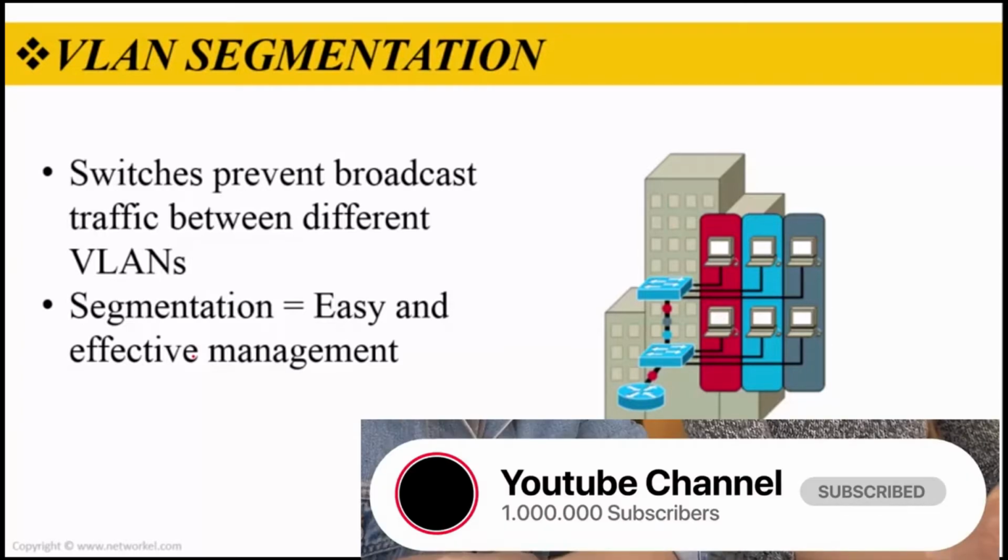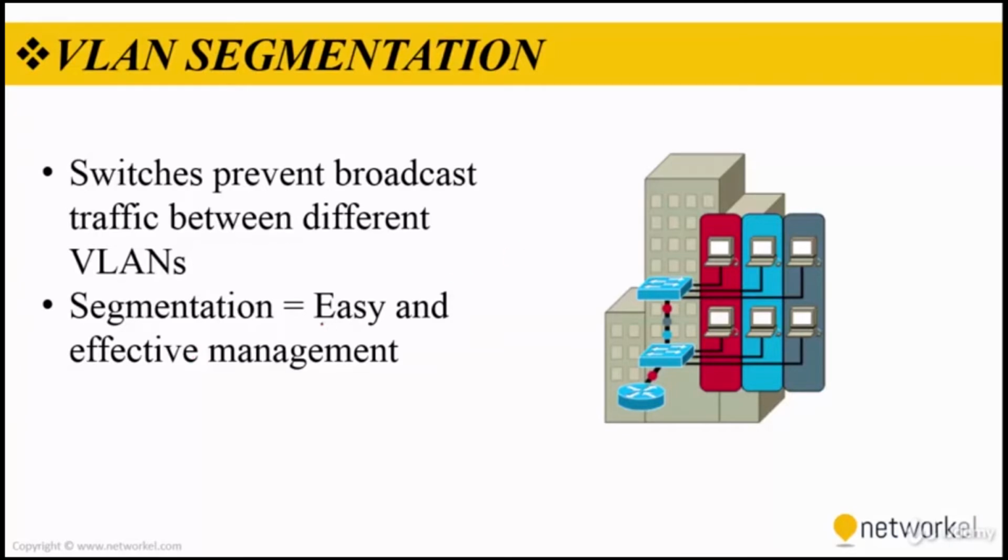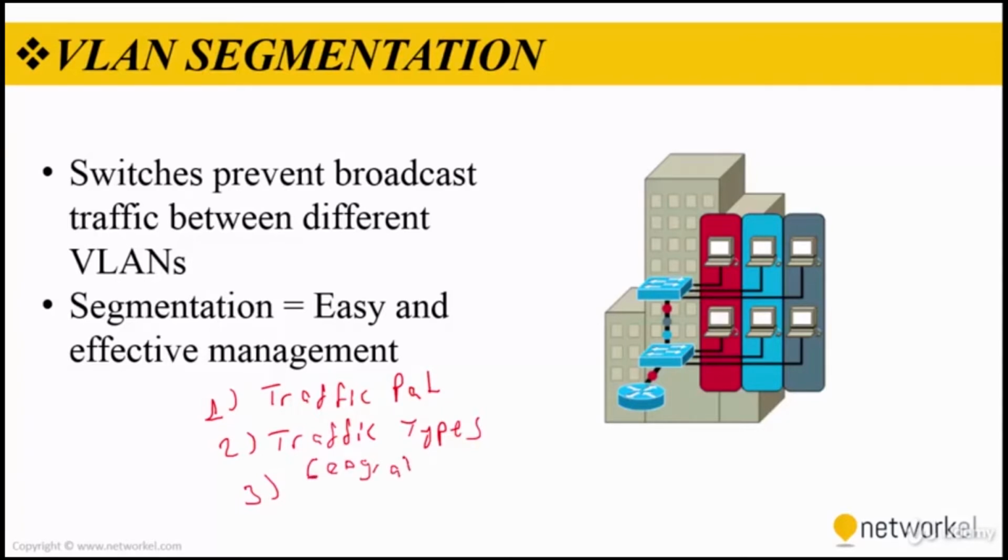VLANs can be segmented due to, first, maybe traffic patterns. Secondly, traffic types. Third is geographic group. I'm writing wonderfully, as you can see. And the fourth is department based.